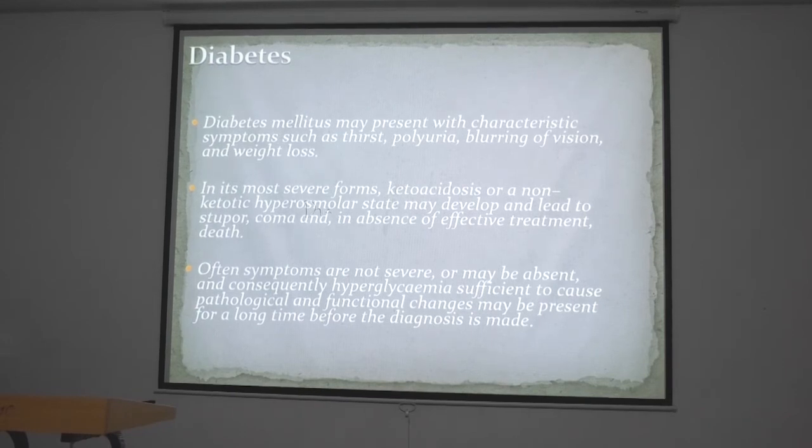If we drink alcohol, or caffeine or coffee, then ultimately it increases polyurination. Okay? In some disease conditions, some UTI can also increase polyurination. So in both of these cases, what happens? We are not confirmed that the person has diabetes. So that is the point, the person does not have a specific type of symptoms, it is totally absent. Consequently, hyperglycemia is sufficient to cause pathological and functional changes which will be present for a long time before the diagnosis is made.